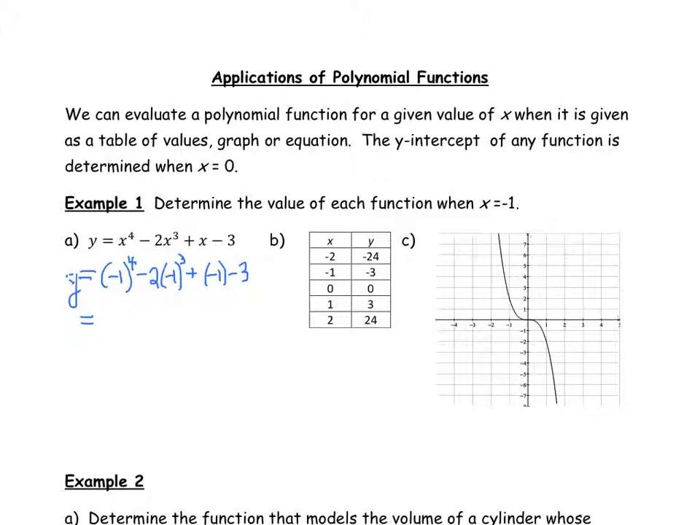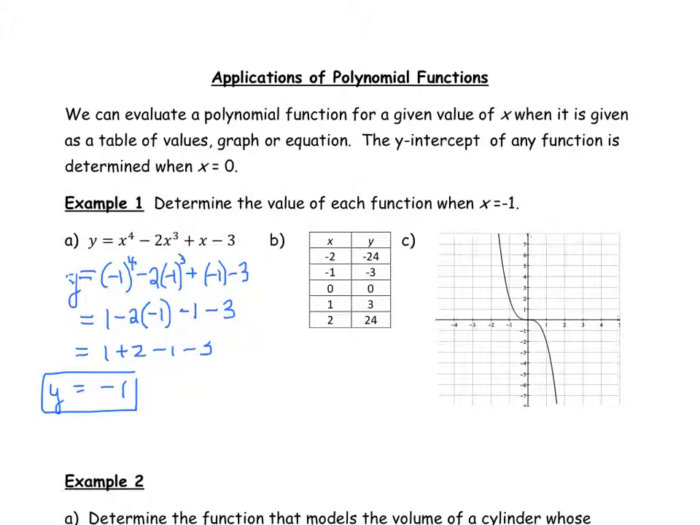-1 to the exponent 4 is 1. Then we would have minus 2 times, now -1 cubed is still -1. We can simplify our plus -1 to minus 1, and then minus 3. So that becomes 1 plus 2 minus 1 minus 3, which equals -1. So when x equals -1 in this particular function, y also equals -1.